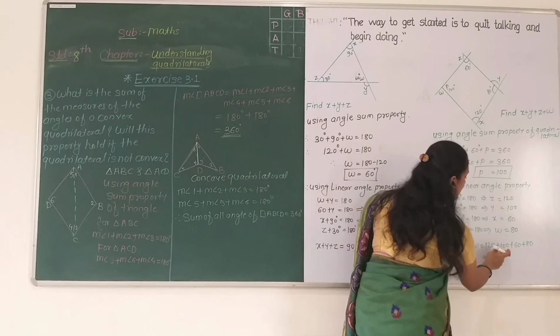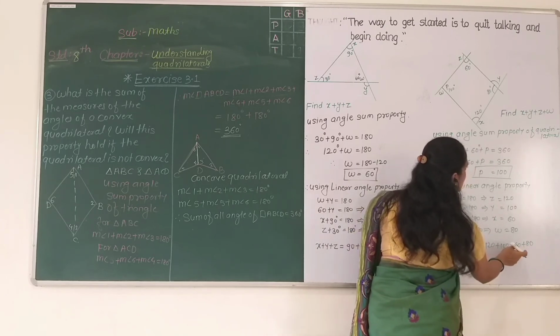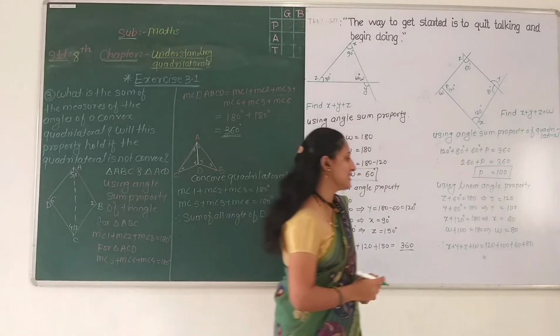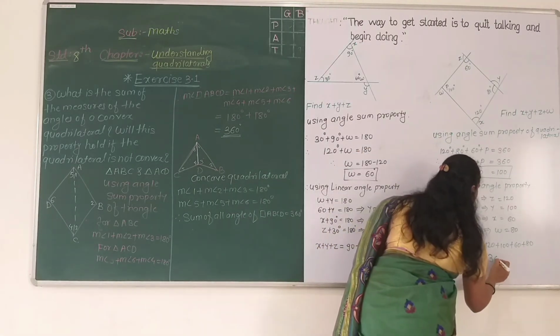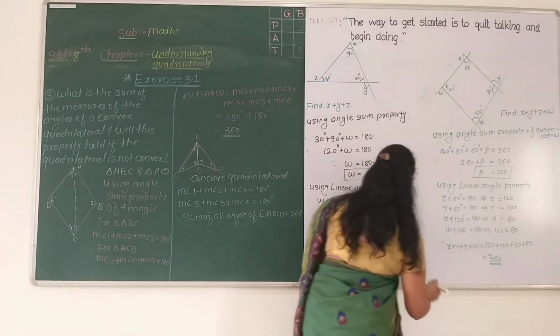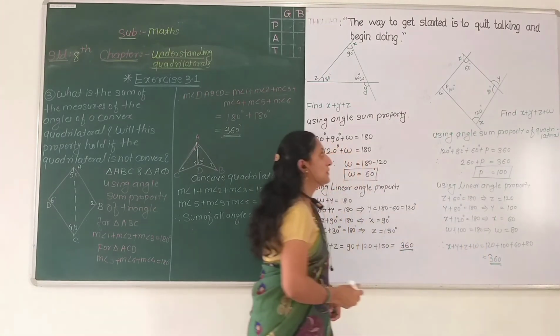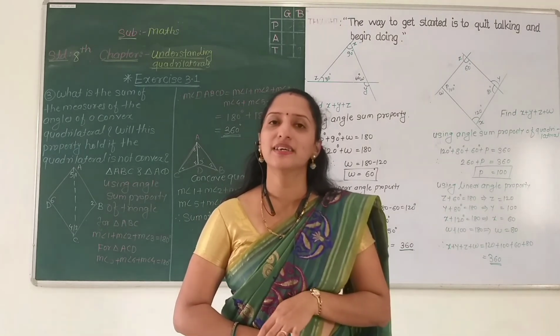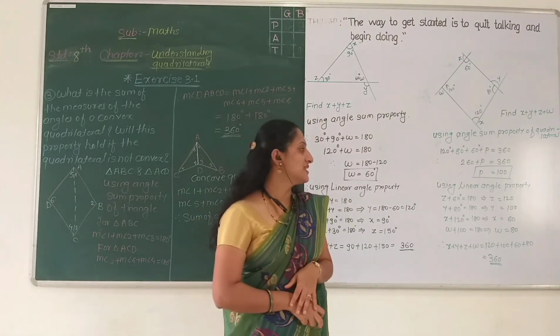120 plus 100 is 220. 220 plus 60 is 280. 280 plus 80, it's 360. Okay, that is 360 degrees. Here we get, now look at here, in both these examples we get the sum as 360 degrees.